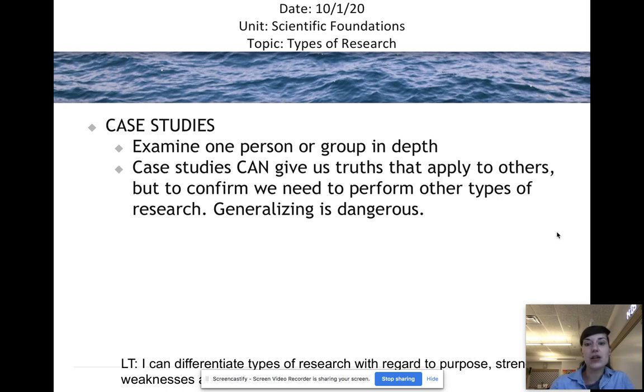So these can be really useful because they can give us things that we can apply to other people, but that's not all. If we find something in a case study and we think, oh, maybe it's that way for everyone or for a lot of people, then we need to perform other types of research. We need to perform actual experiments so that we can confirm that theory, right? If we're just generalizing from one person out to a whole group of people, that's dangerous.